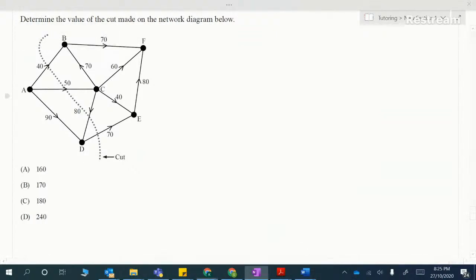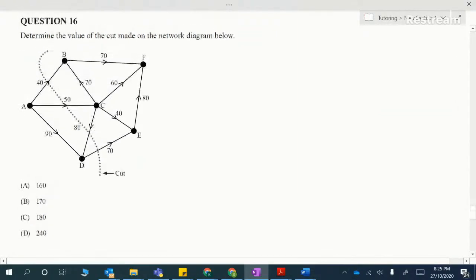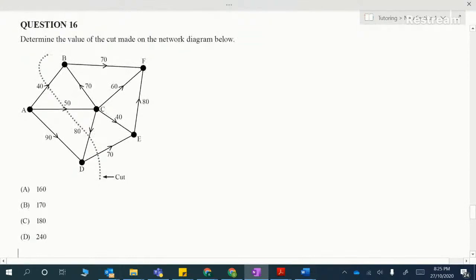So there you go. That is the one and only flow question that was on either the mock or the public sample. Okay, so why don't you have a go at calculating the capacity of that cut? Tell me what you think it is, or write it down and then I'll tell you what it is.